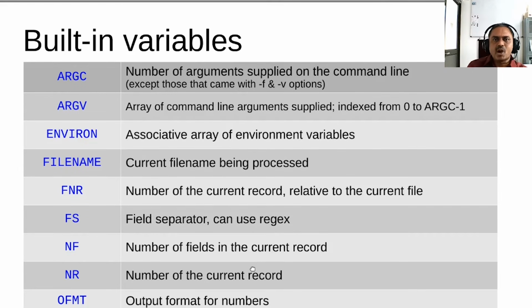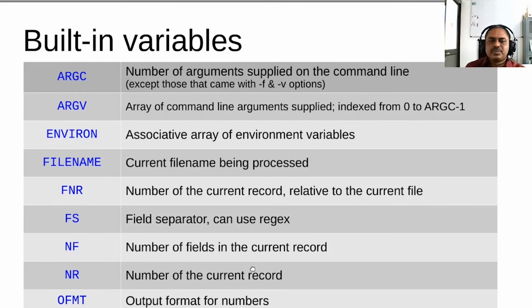You can access them from inside the script. Now all the environment variables are also available to the awk scripts via the array ENVIRON, and it's an associative array. That means it's a hash, and the name of the variable would be the index, and the value of the variable will be available from the associative array. Now the file name that is currently being processed is available using the variable FILENAME, which means that if you pass on multiple file names on the command line, then each time the execution is moving on to the next file, the variable FILENAME will also be reflecting the name of the file that is being processed.